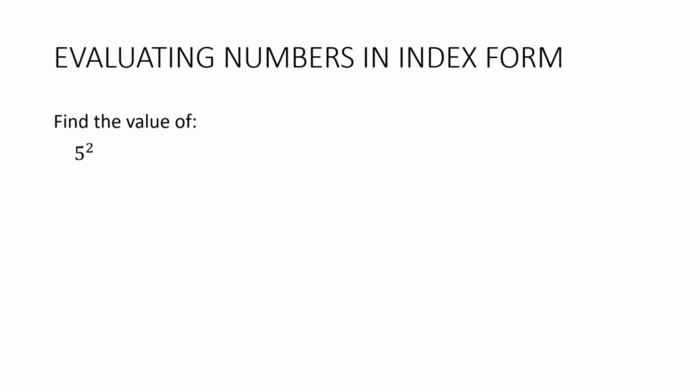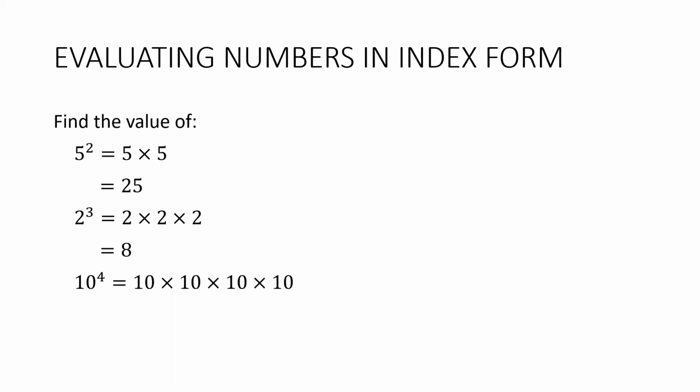Now this question is asking us to find the actual value of 5 squared. And that means 5 times 5, which is 25. What about 2 cubed? This means 2 times 2 times 2. Now don't make the mistake of thinking that's 6, because that's 2 plus 2 plus 2. 2 times 2 is 4, times 2 is 8. What about 10 to the power of 4? That's 10 times 10 times 10 times 10, which is 10,000.